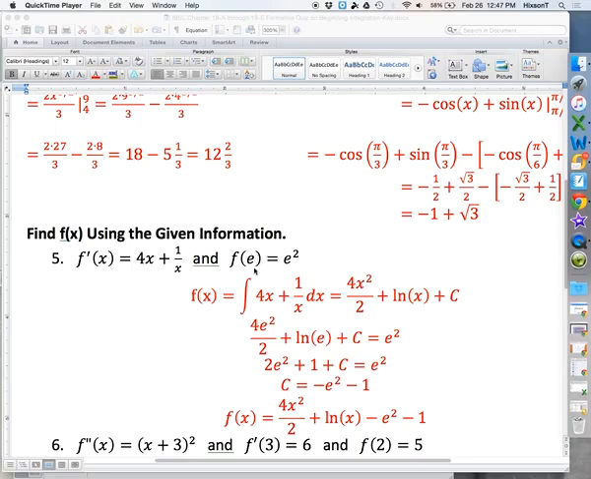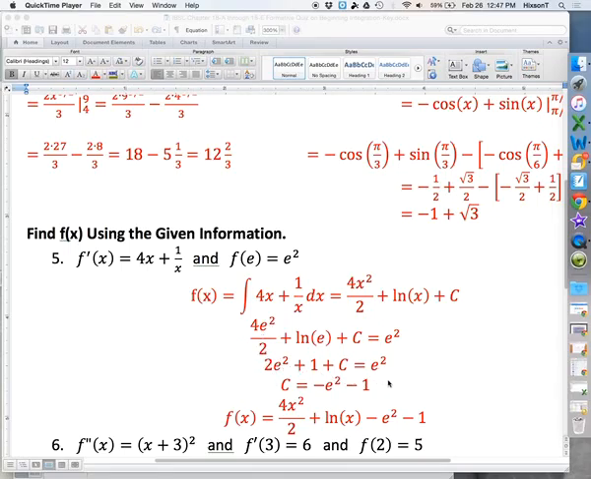But now we're given this point that when x is e, our function has to equal e squared. So we need to figure out what that constant is that will give us that. So we plug in e for x, and the whole thing equals f of e, which is e squared. Okay? So you can see here, ln of e is 1. 4e squared over 2 is 2e squared.